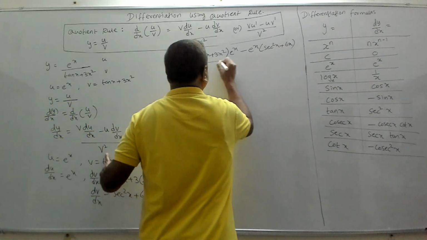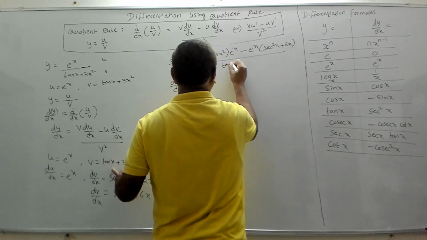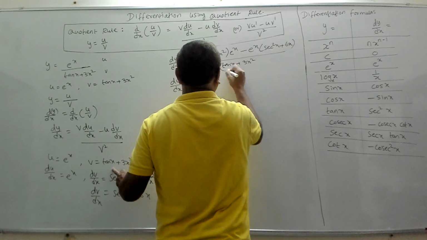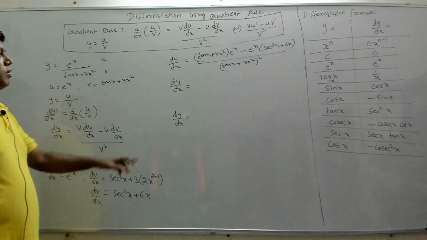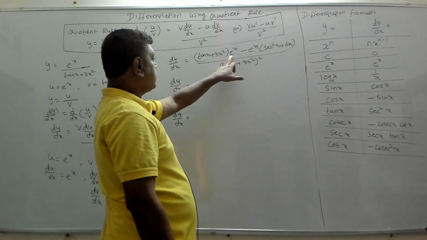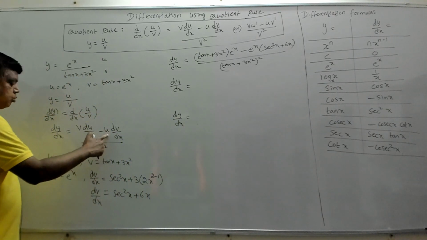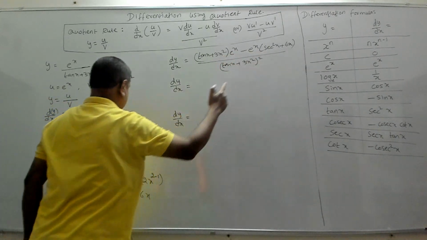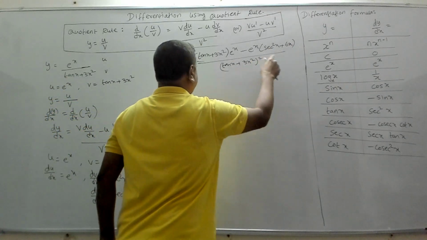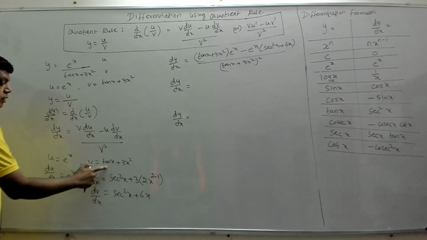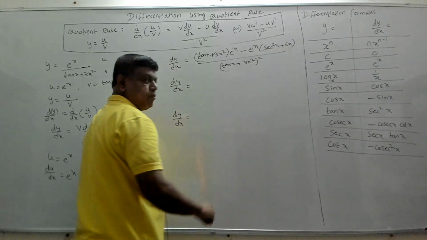So divided by v square. V is tan x plus 3x square the whole square. That is v square. So v is tan x plus 3x square. So we have written v into du by dx minus u, which is e power x, into dv by dx. dv by dx is this, which I have substituted here, by v square, and v is tan x plus 3x square. So tan x plus 3x square the whole square because it is v square.